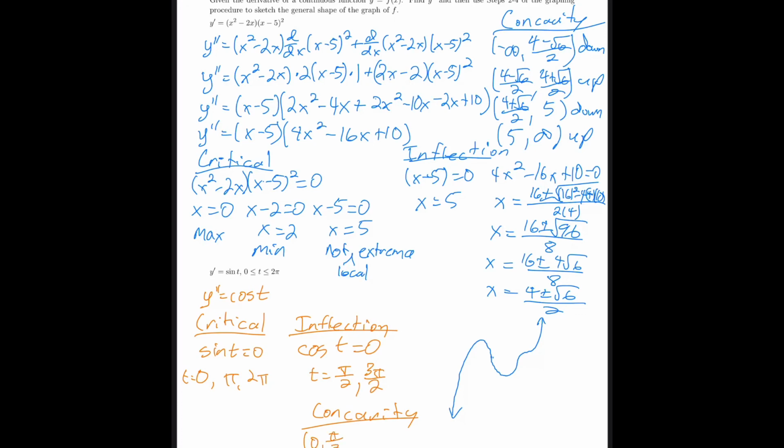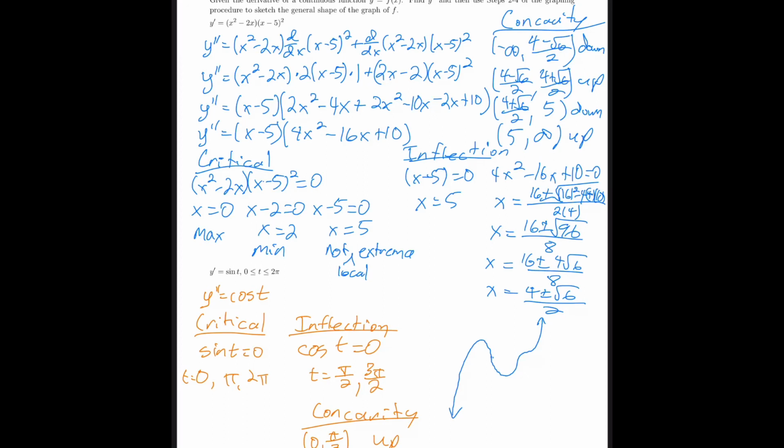Okay, so we've got our, then we can do our concavity. So we go from 0 to pi over 2, and from pi over 2 to 3 pi over 2, and from 3 pi over 2 to 2 pi. So the 0 and the 2 pi come from the fact that the interval we're doing is only from 0 to 2 pi. And so then we plug a number for this into the second derivative. So into cosine of t, so like we could plug in pi over 4.